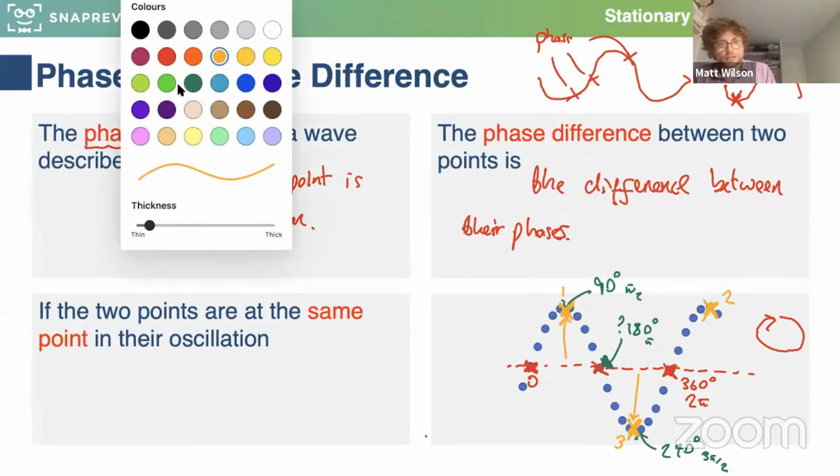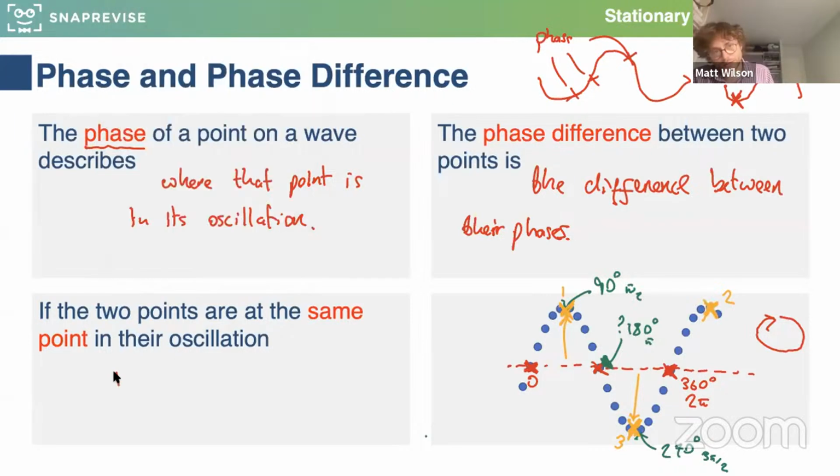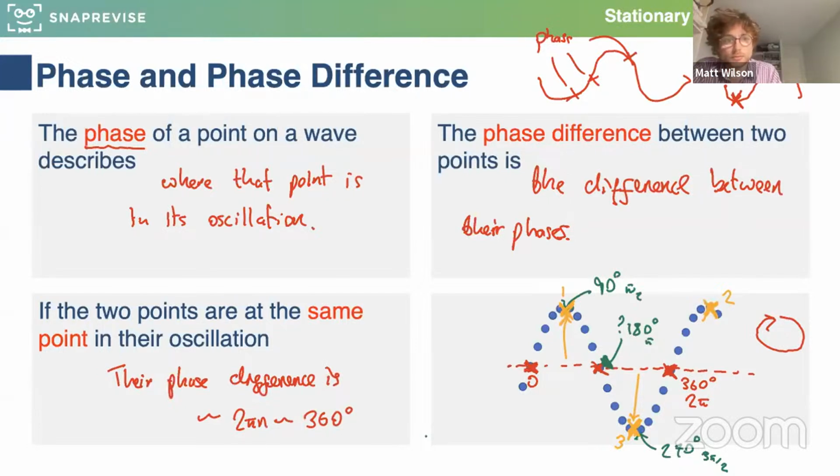Okay, and so we already touched on this, but if two points are at the same point in their oscillation, then we say that their phase difference is approximately 2 pi n radians, or equivalently 360 degrees times n. Okay, good.